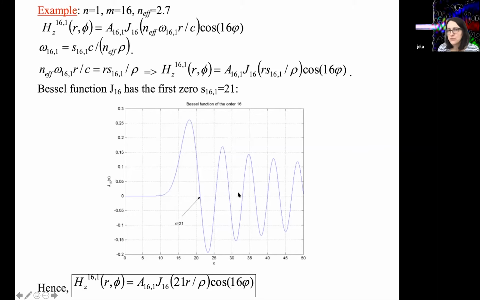And likewise, if you operate at TE16, whatever, 5 mode, then you will truncate it at the fifth zero. So you would see 5 rings of the field in the radial direction. Does that make sense? Okay, I hope it does. I didn't see any feedback, I hope no feedback is good feedback. Okay, good. So that's in the radial direction.